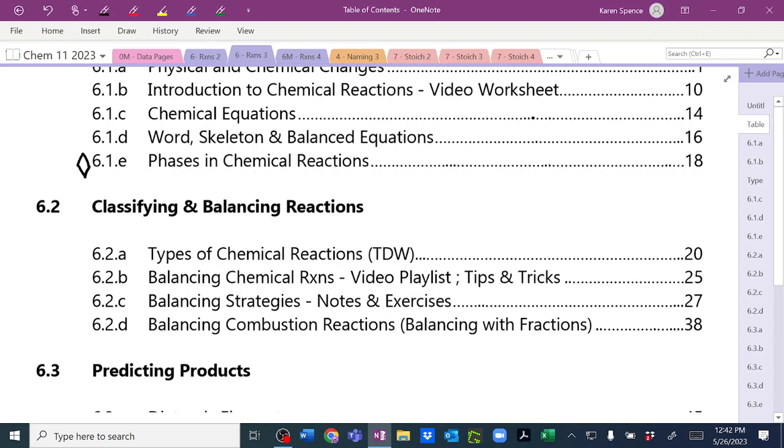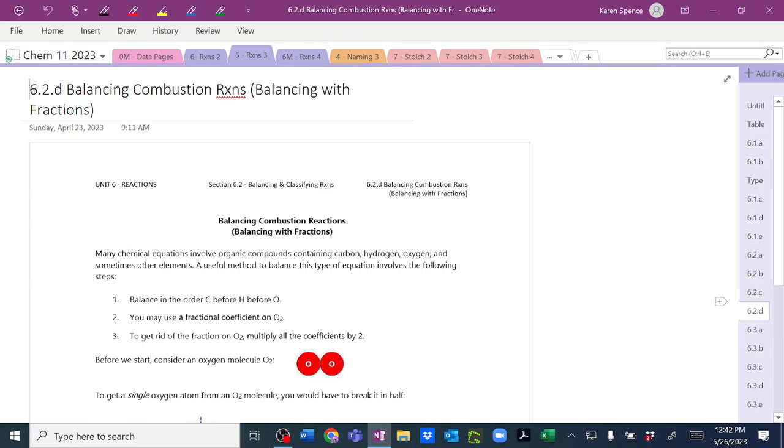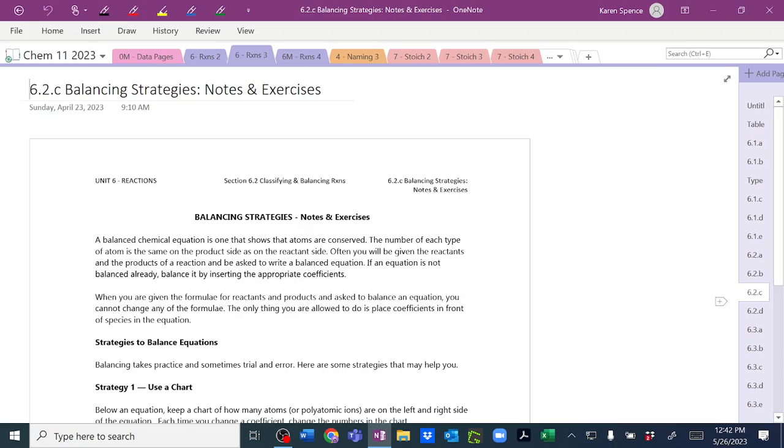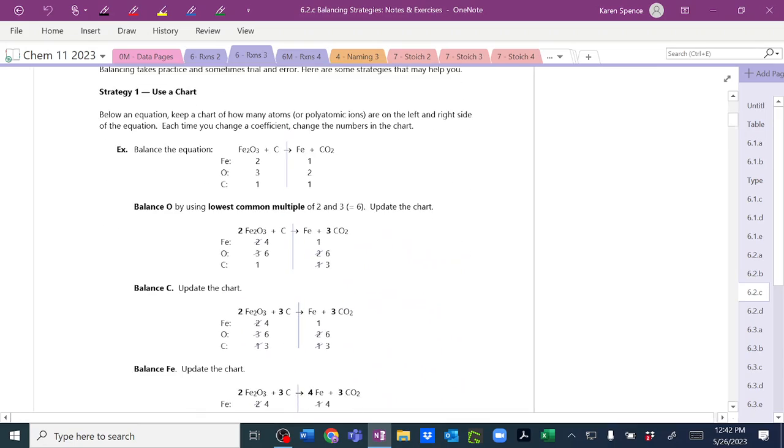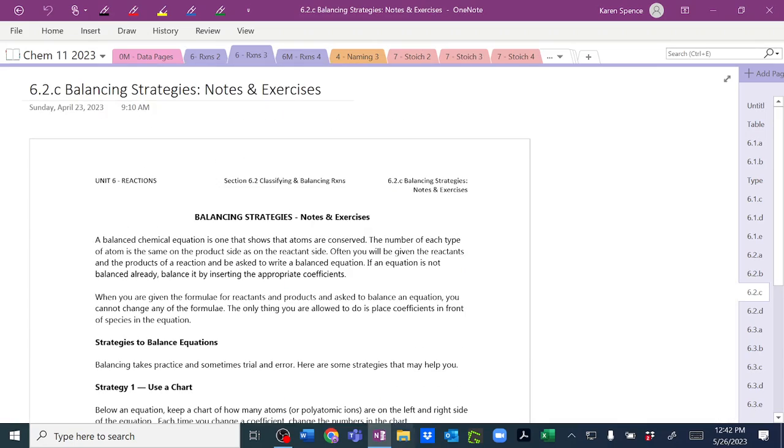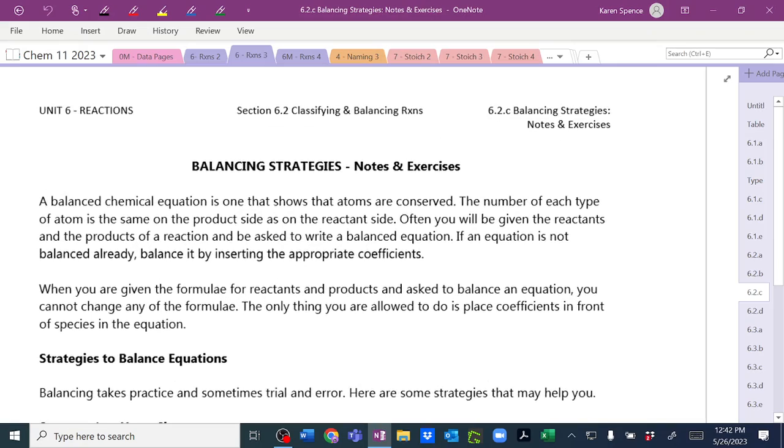And we are going to go to page 27. 27. 6.2d. No? What page is it? 27, but it's 6.2c. Okay, there we go.